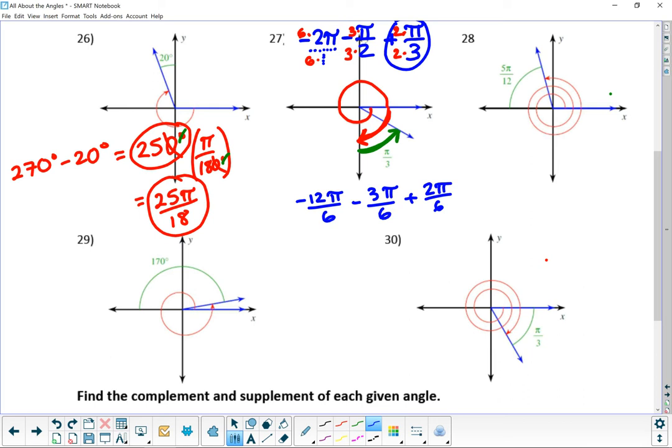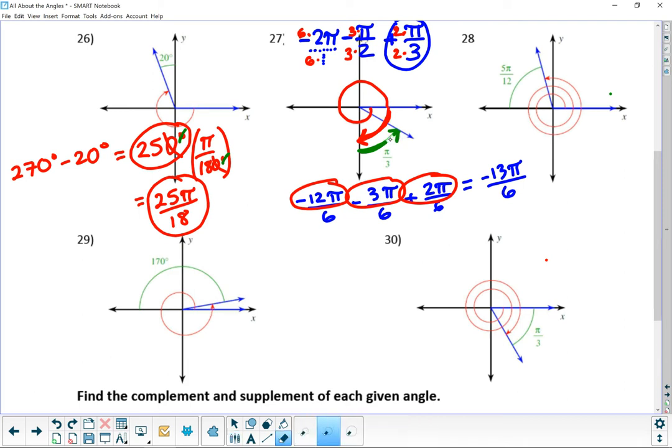And now I'm just going to go ahead and add negative 12 pi minus 3 pi. So 12, 13, 14, 15. So negative 15 pi. And then plus 2 pi. So that means I'm going to go forward. So plus 2 pi. So negative 15 plus 2 is negative 13. So my final answer is negative 13 pi over 6. Okay, and that's my radian measure.